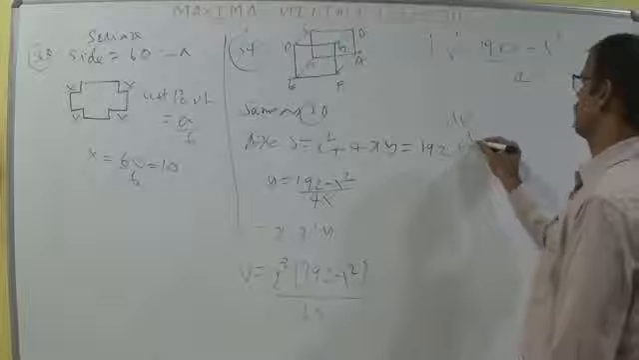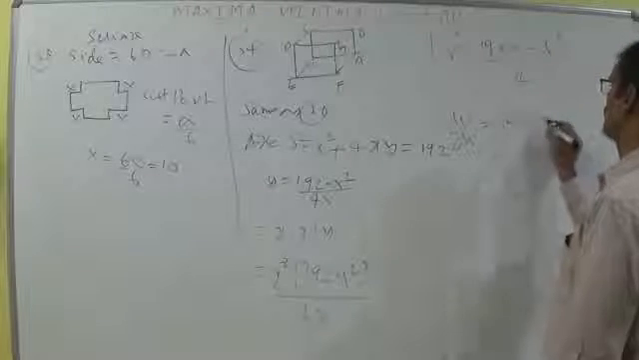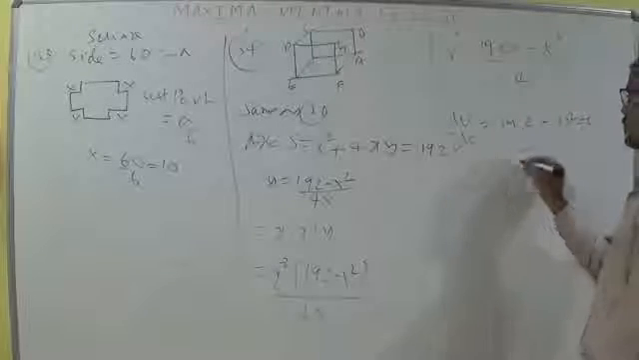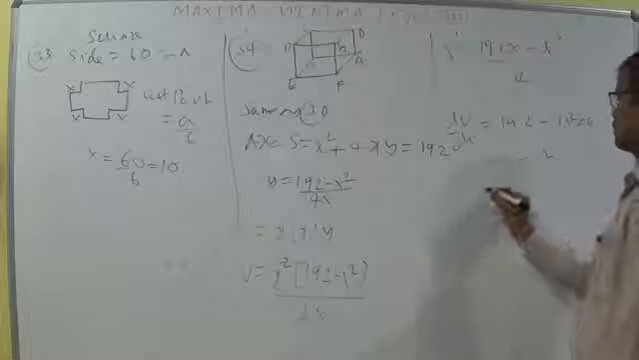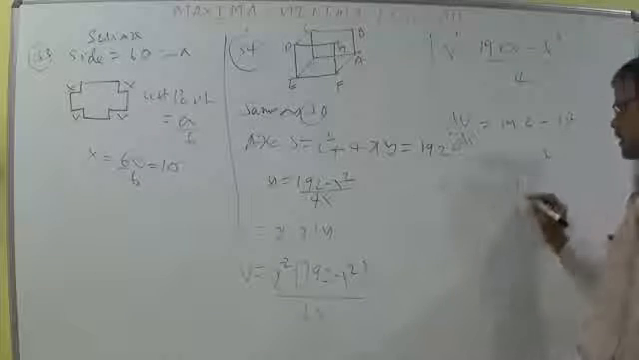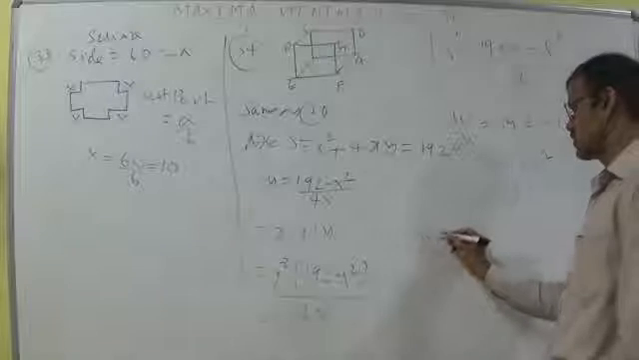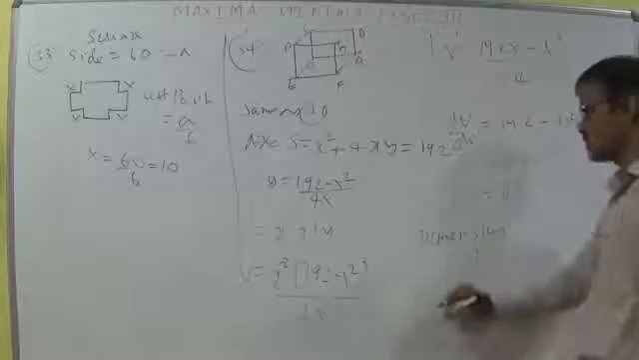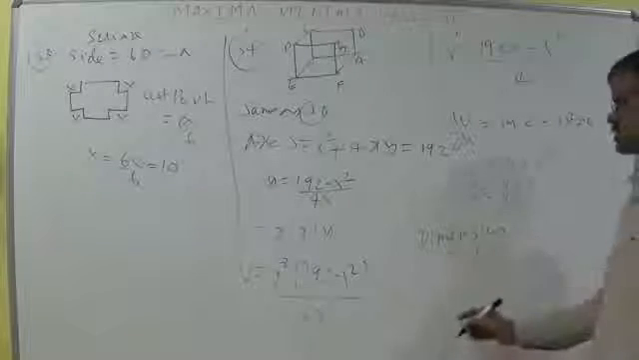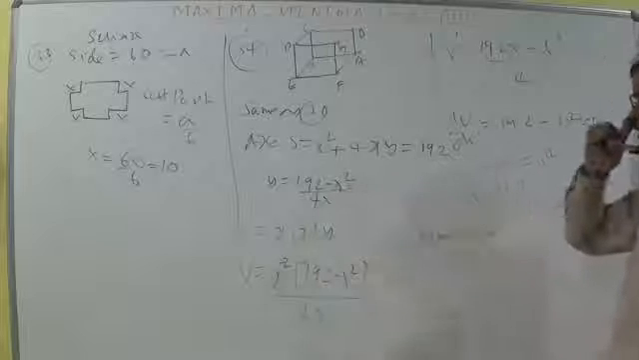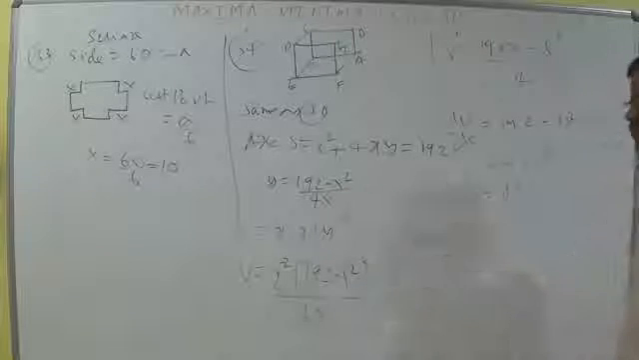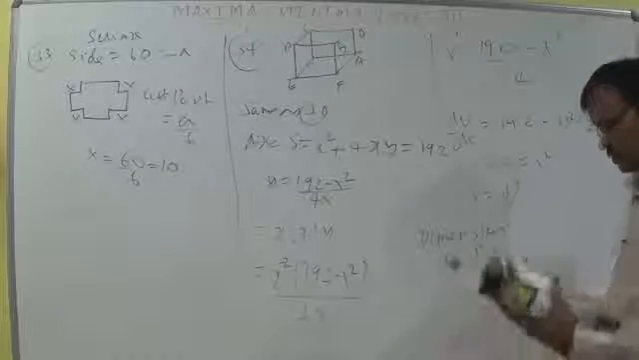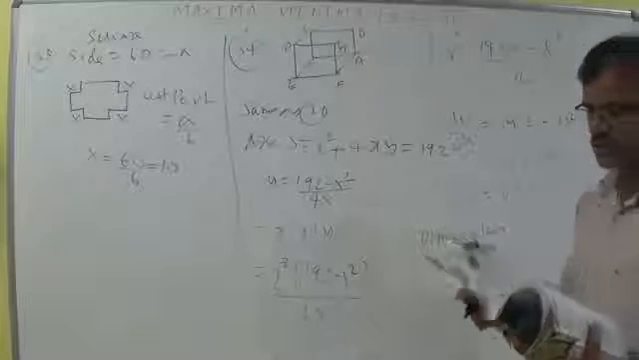dV by dx I am writing. To find the volume is min or max, 192 minus 3x square equal to 0. With 3 you can cancel. 64 equal to x square you get. So x is equal to 8 you get. So therefore dimensions he is asking. Dimensions: we got x is 8 and x is 8. Y is equal to 192 minus 64, 128. 128 by 32, maybe 4. 8, 8, 4. Yes, 34.